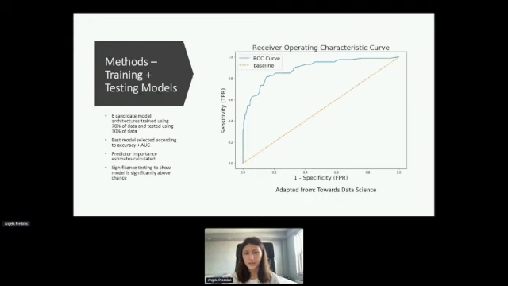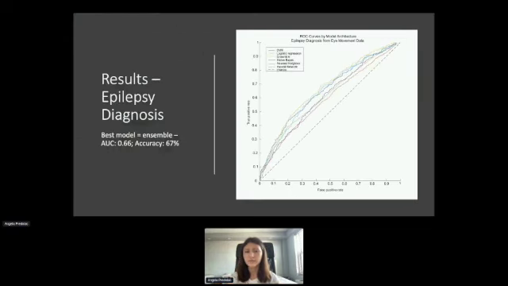For epilepsy diagnosis, the best model architecture was an ensemble classifier, which achieved an AUC of 0.66 and an accuracy of 67%. As you can see in this image, all the models were well above chance, which is represented by the dashed line, and they all achieved pretty similar performance.